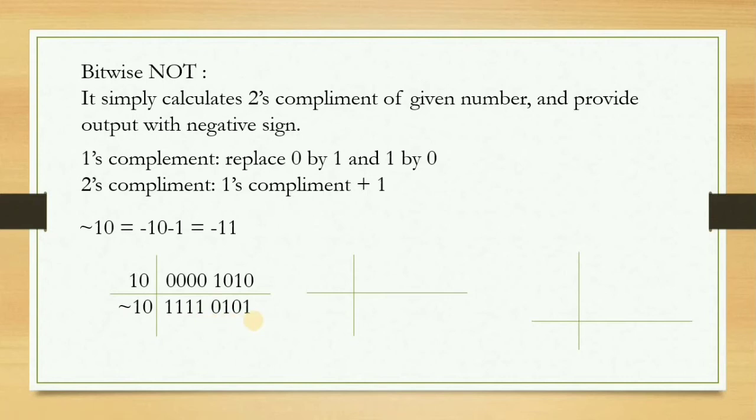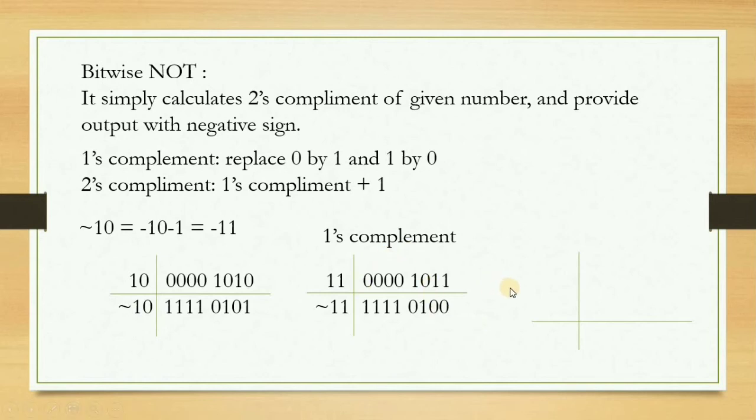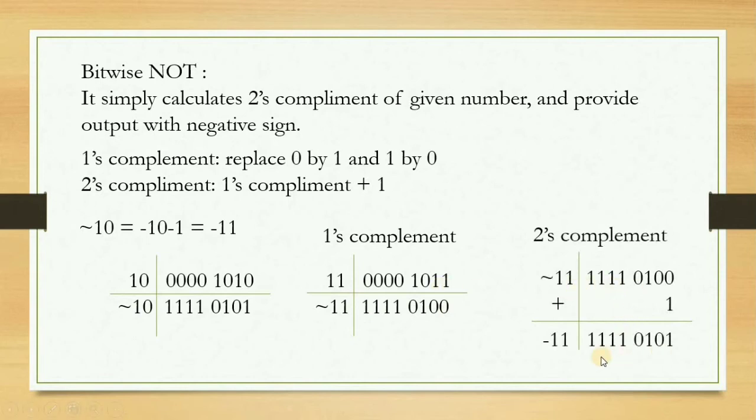For checking that, take positive 11 and calculate bitwise NOT of it, that is 11110100. What the bitwise NOT does is calculate the 2's complement of a number. So add 1 to this result and we will get the 2's complement. So this was the 1's complement. Let's calculate the 2's complement of this. We are simply adding 1 to the 1's complement and we will get this result.